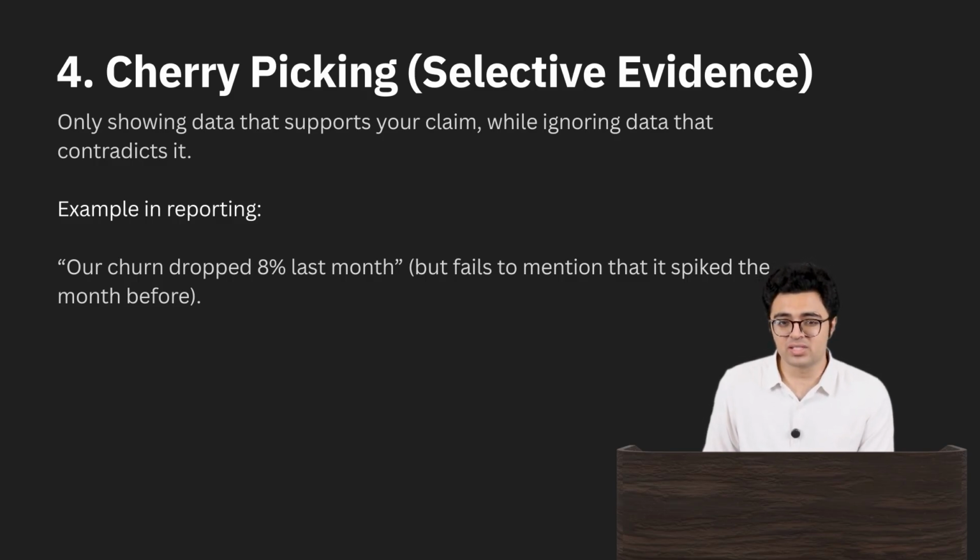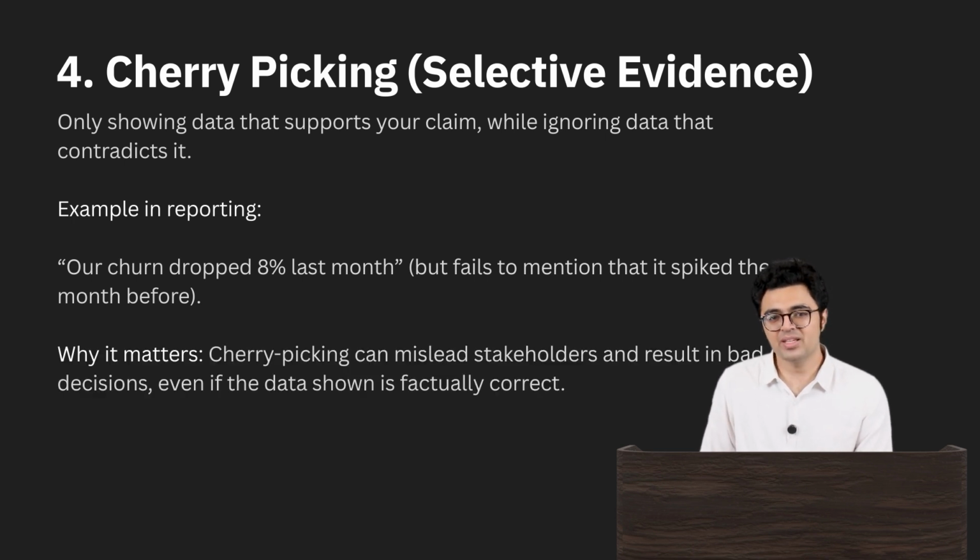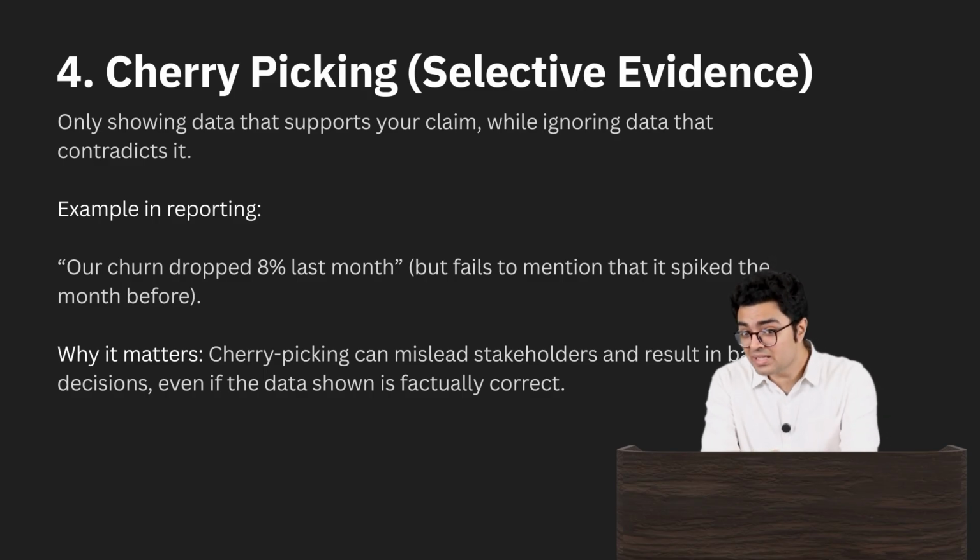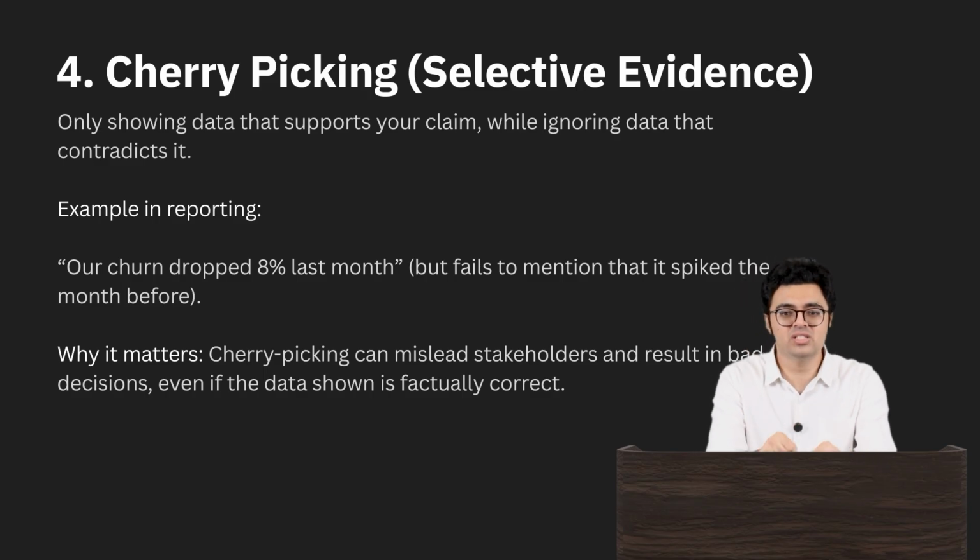It eventually starts showing in your analysis and it starts coloring the recommendations and conclusions that will arise from your analysis. Here's why it matters. Cherry picking can mislead stakeholders and result in bad decisions, even if the data shown is factually correct. Of course, it will be correct. You are not tampering the data at any stage. You are only selecting data that matches the claim that you are already trying to make.